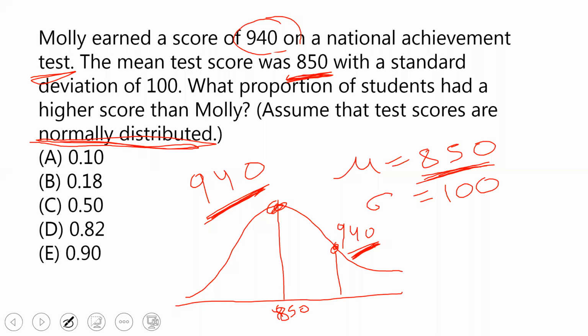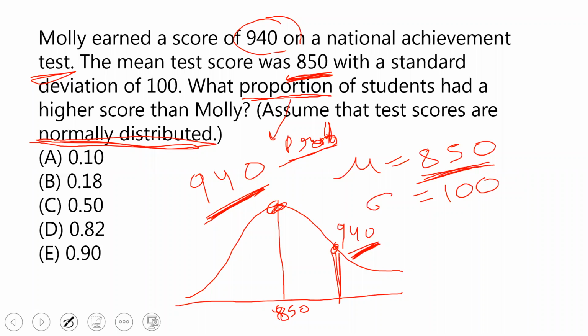The question is asking, what proportion of students had a score higher than Molly? Here you can think of proportion as a probability. What is the probability that a student will get more marks than 940? So can you tell me how will we do that? Any approach? I will give you a hint: we have to find the area under the curve.